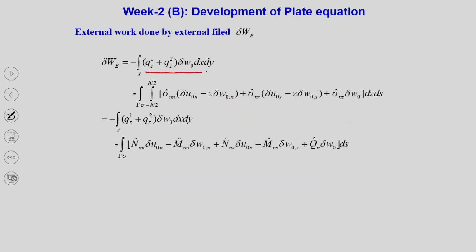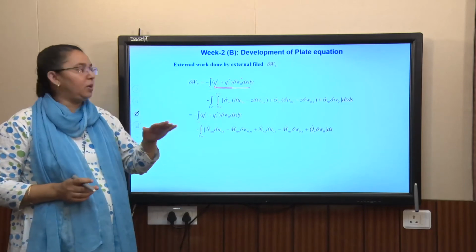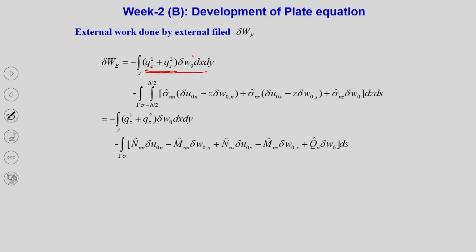So, del w naught was the same, so we have taken it common. Work is the external field work done on the system, so it will be negative if we consider negative work. Then similarly this will also be negative. So, now you have un is u naught minus z times w naught comma n, and us will be u naught s minus z times w naught comma s.